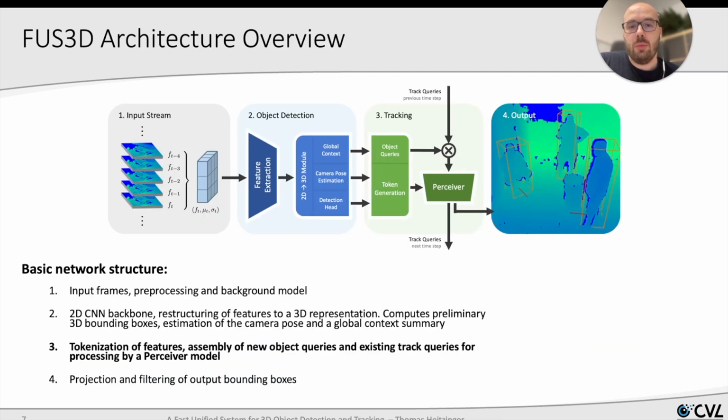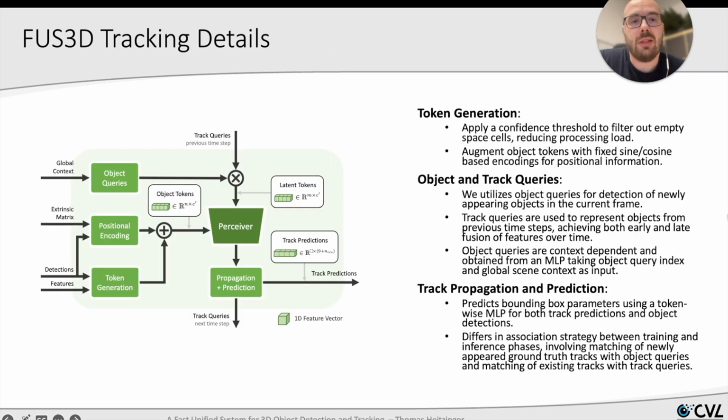The computed global context vector, camera pose estimation, and preliminary proposals are passed on to the tracking stage, which we can also look at in more detail. The cell features extracted in the object detection stage now take on the roles of tokens. As an initial pre-processing step, tokens representing empty space are filtered out to reduce processing load. Afterwards, the remaining tokens are augmented with positional encodings. This is possible since we can associate a location in 3D space with each token.